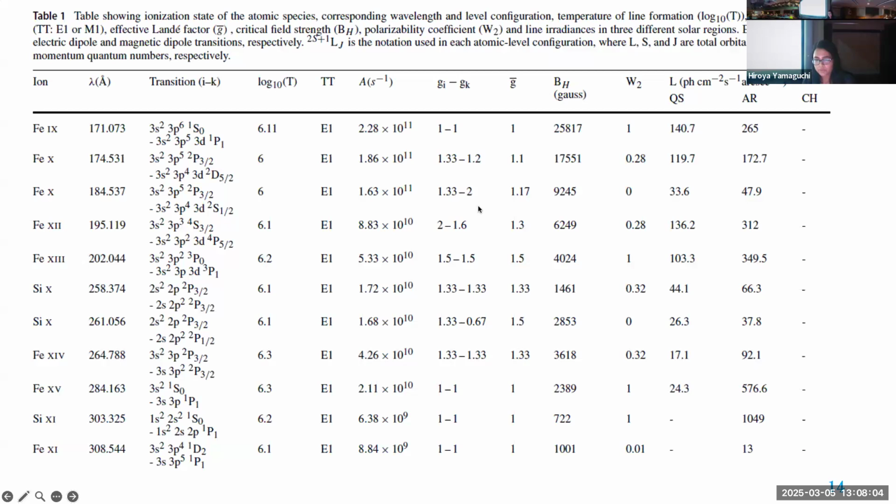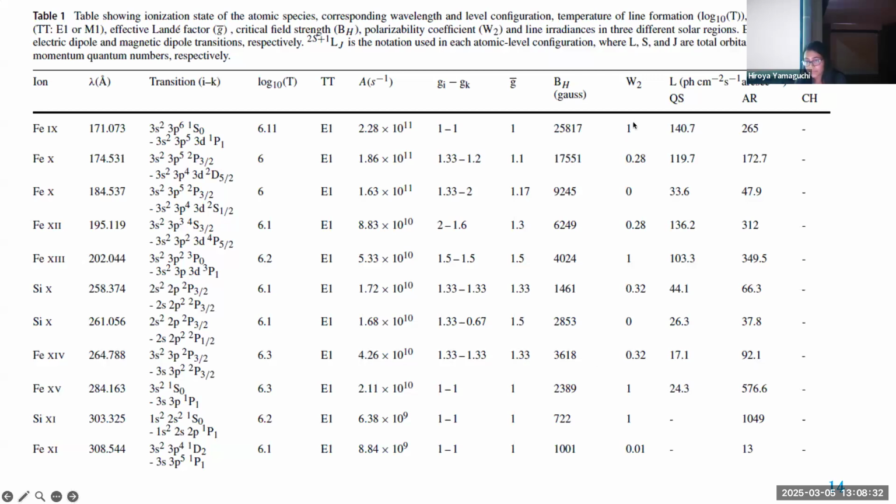In this, I want to point out two important factors, starting with the critical Hanle field. If you notice, for all these transitions, the critical Hanle field is very high, greater than 1000 Gauss. That means these particular lines cannot be used for diagnosing the coronal magnetic fields, which are in the order of a few Gauss.